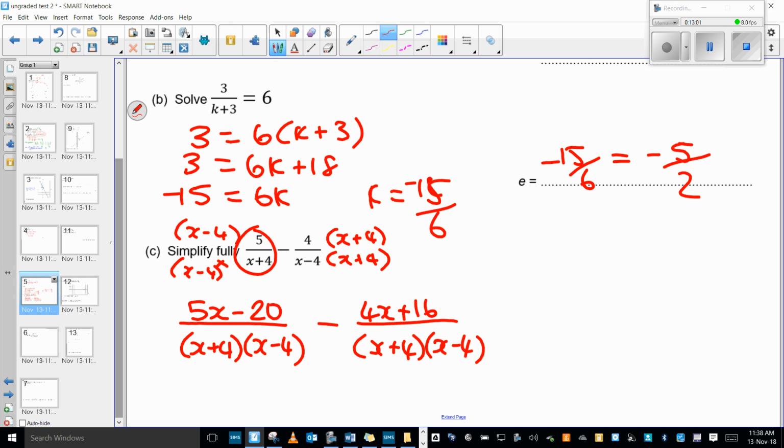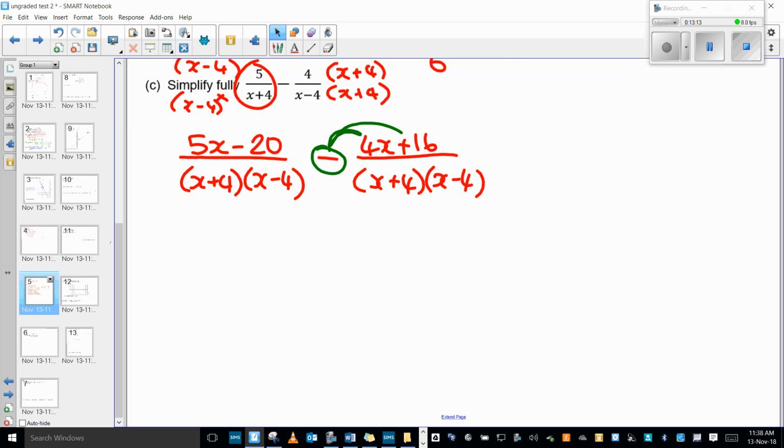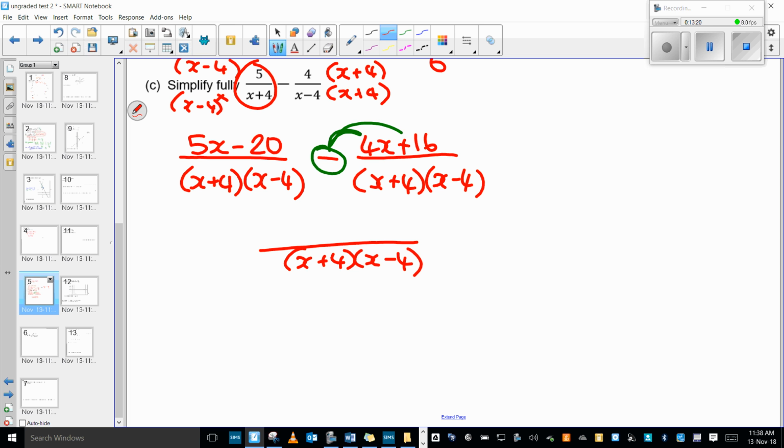Now, this is where some people made mistakes. It's where mistakes were made in previous tests as well. You have to remember that you are subtracting both of these two things. Okay, so be really, really careful when it comes to signs. So we can now join them as a single fraction. So we're going to combine our numerators. So we've got 5x subtract 4x, and then negative 20 subtract 16.